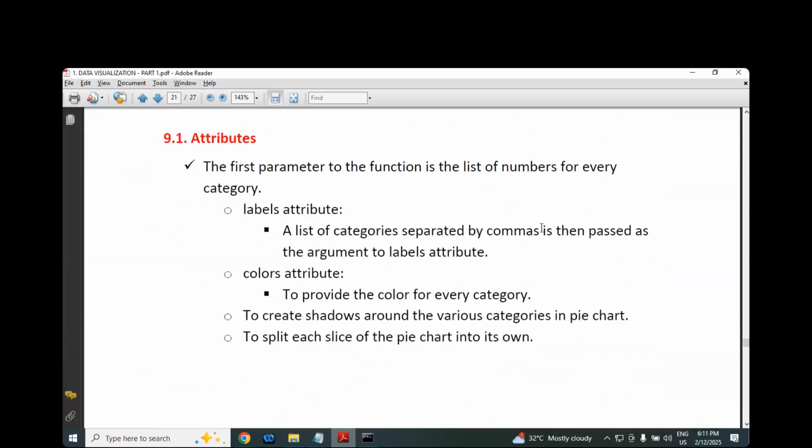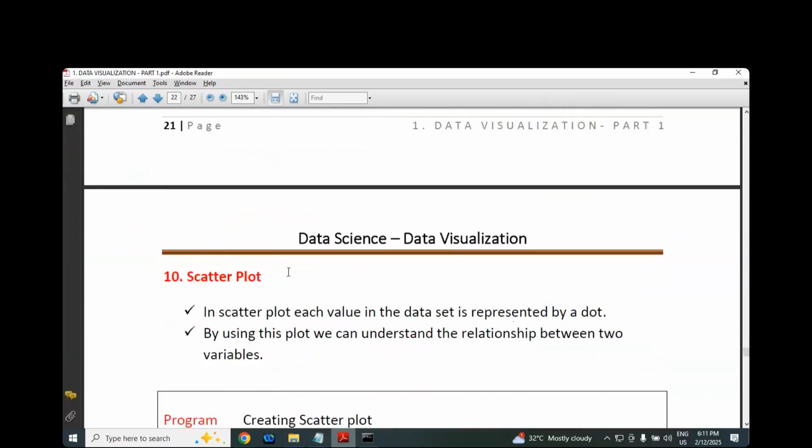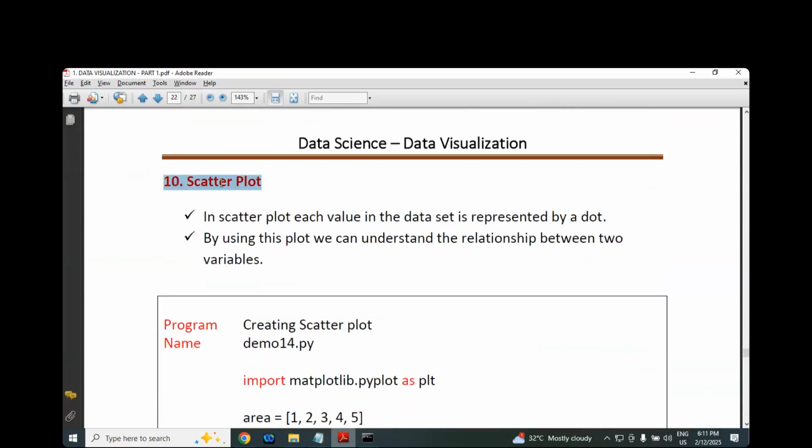These are all I have explained: all keyword arguments, labels, colors and so on. Walk through this. The next one, scatter plot. Very, very important, especially because we use this topic in machine learning.